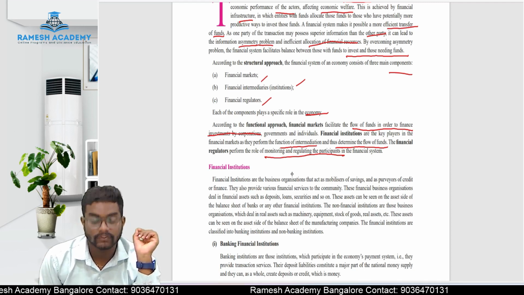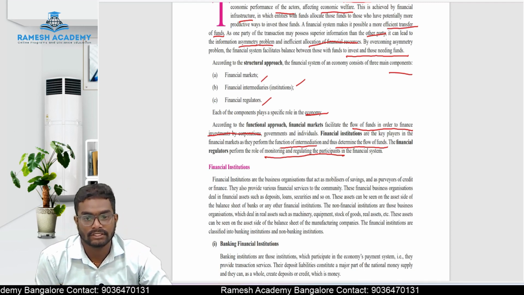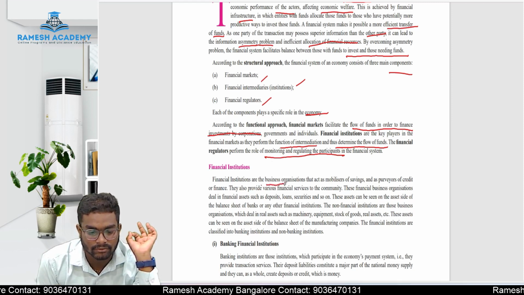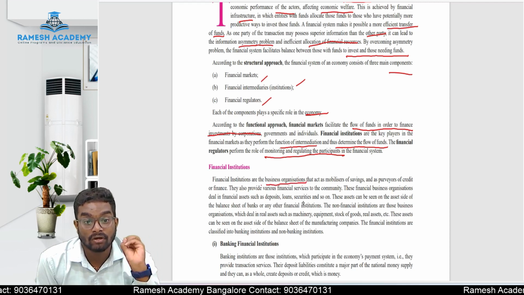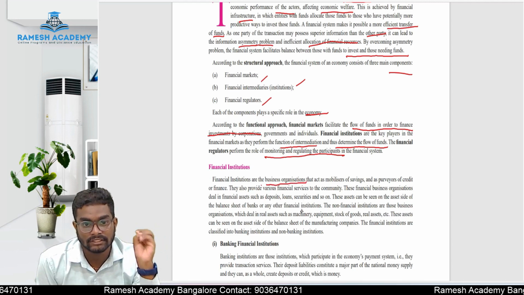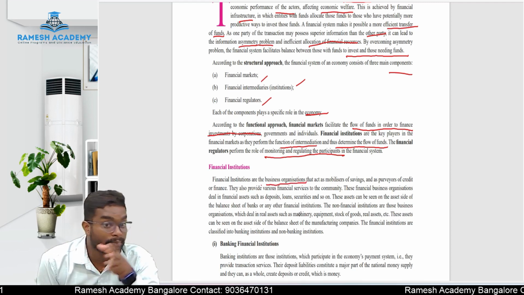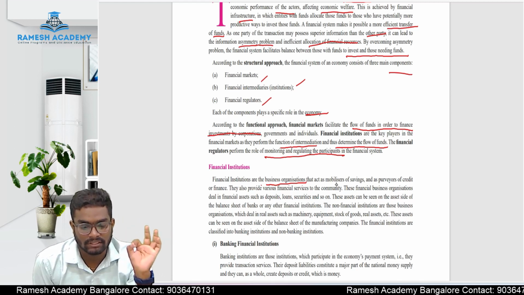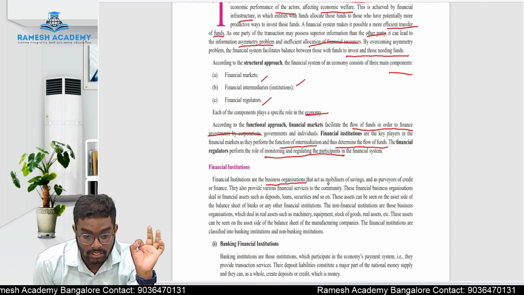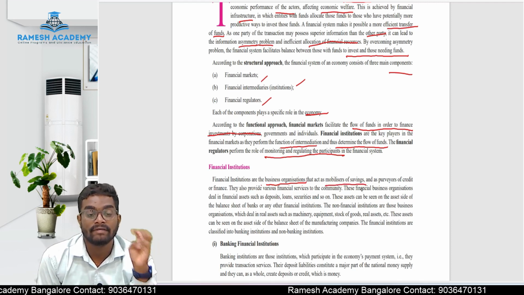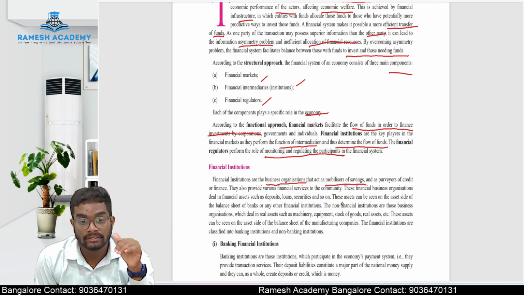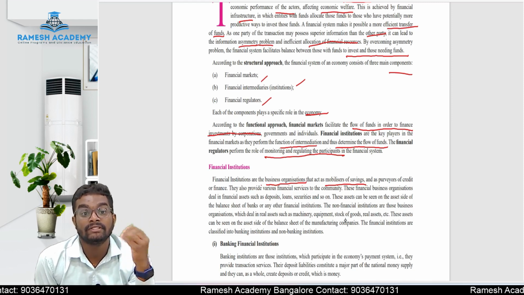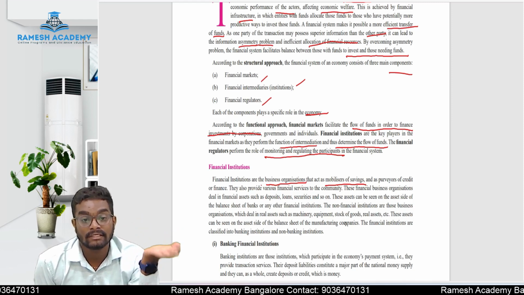Next we'll see the definition of financial institution. Financial institutions are business organizations. It is not a non-profit organization; the purpose is mainly a business purpose. They are business organizations that act as mobilizers of savings. If you have excess funds, where do you keep them? These days we keep them in a bank. We can't keep it in cash because we don't know when there is another demonetization.